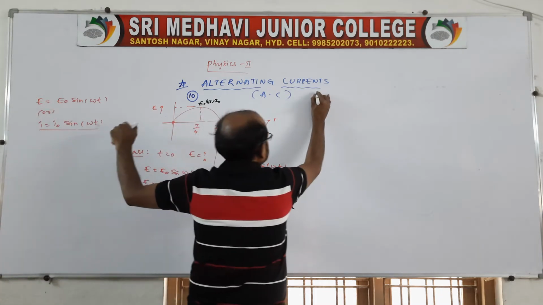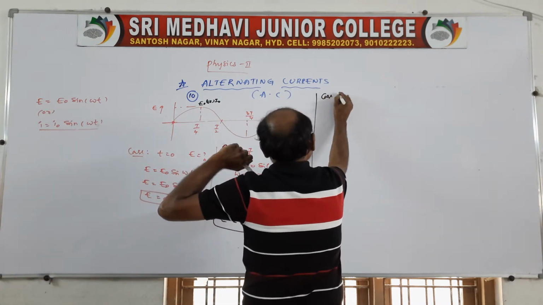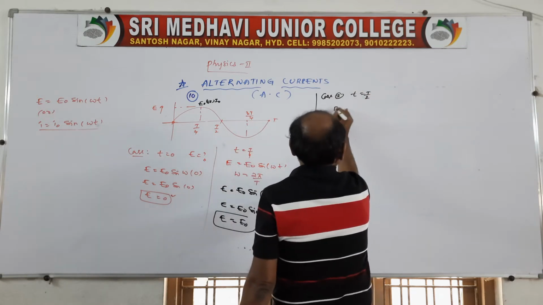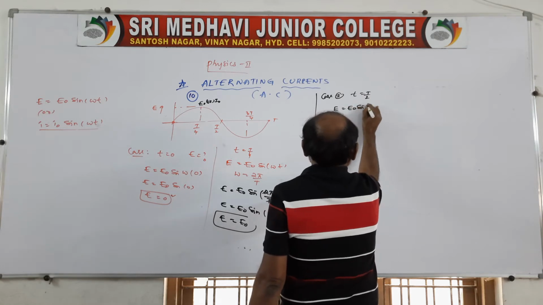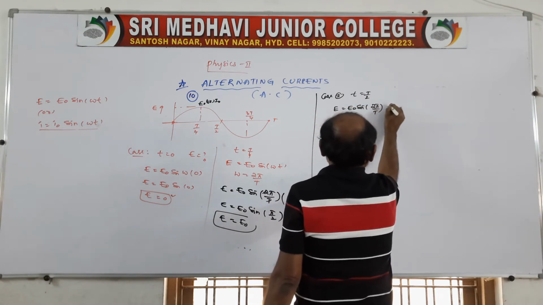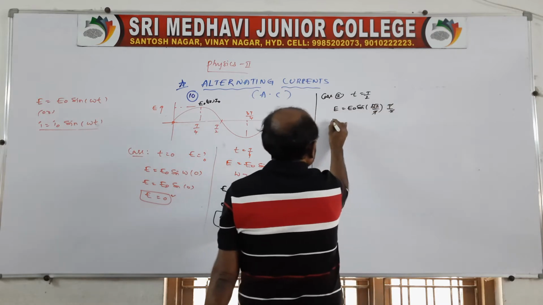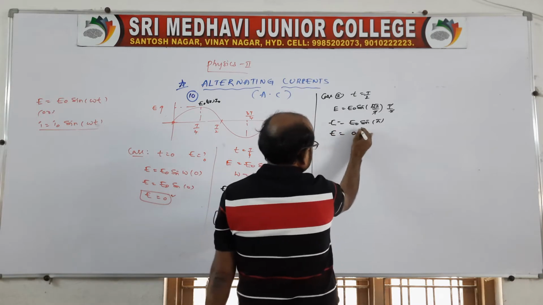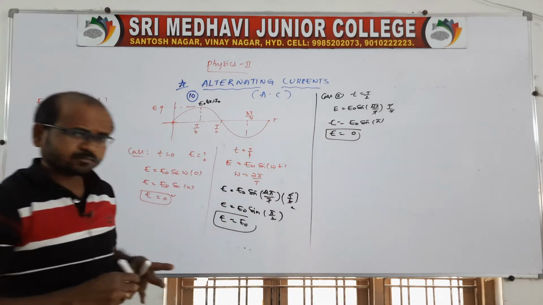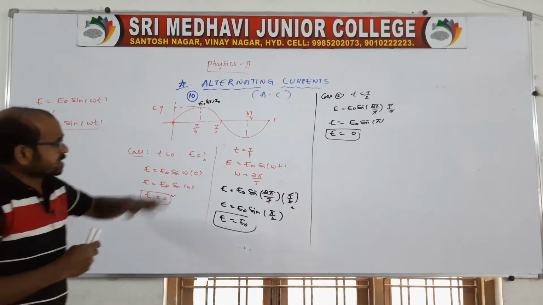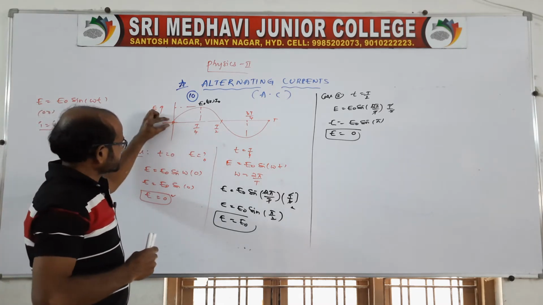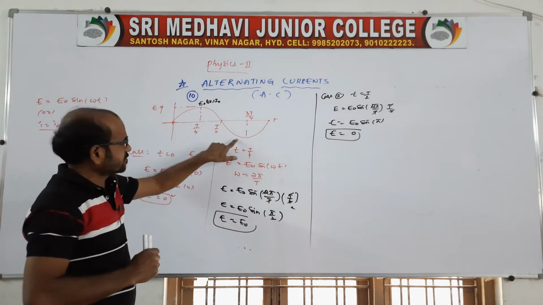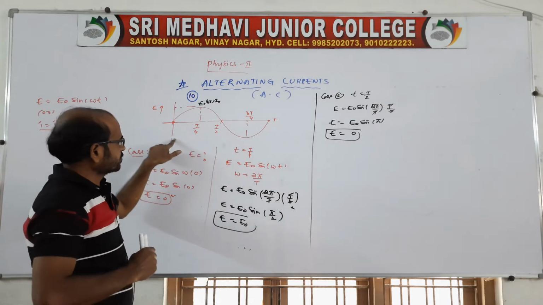Okay, now you go for the third case, because now we are verifying. So t is equal to T by 2, then E is equal to E naught sin 2 pi by capital T into T by 2, the T and 2 cancel. E is equal to E naught sin pi. Sin pi is nothing but sin 180, which is again 0. So that is satisfied, because it is again 0. So here again we should get the negative maximum. If the value is negative, it is represented on the negative y-axis.